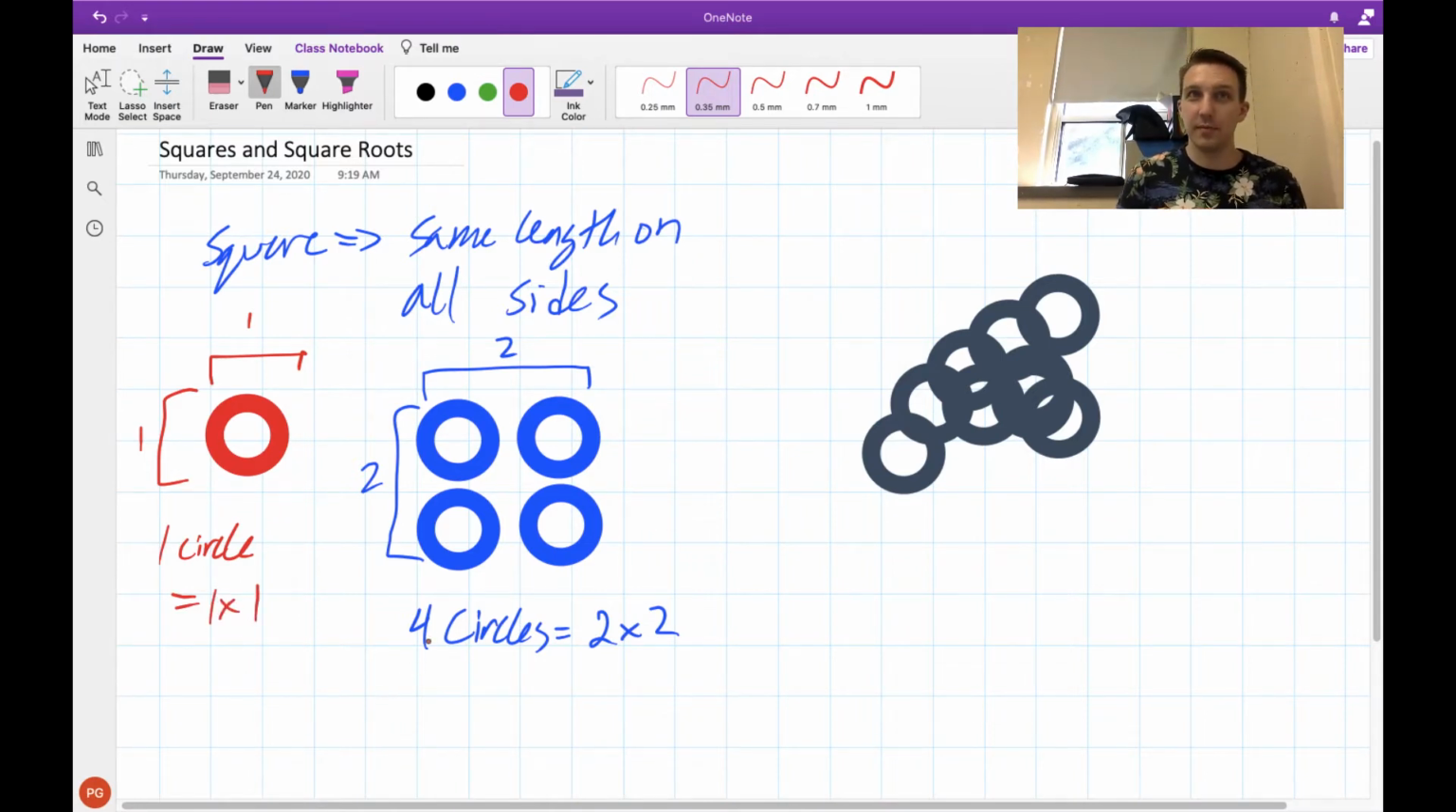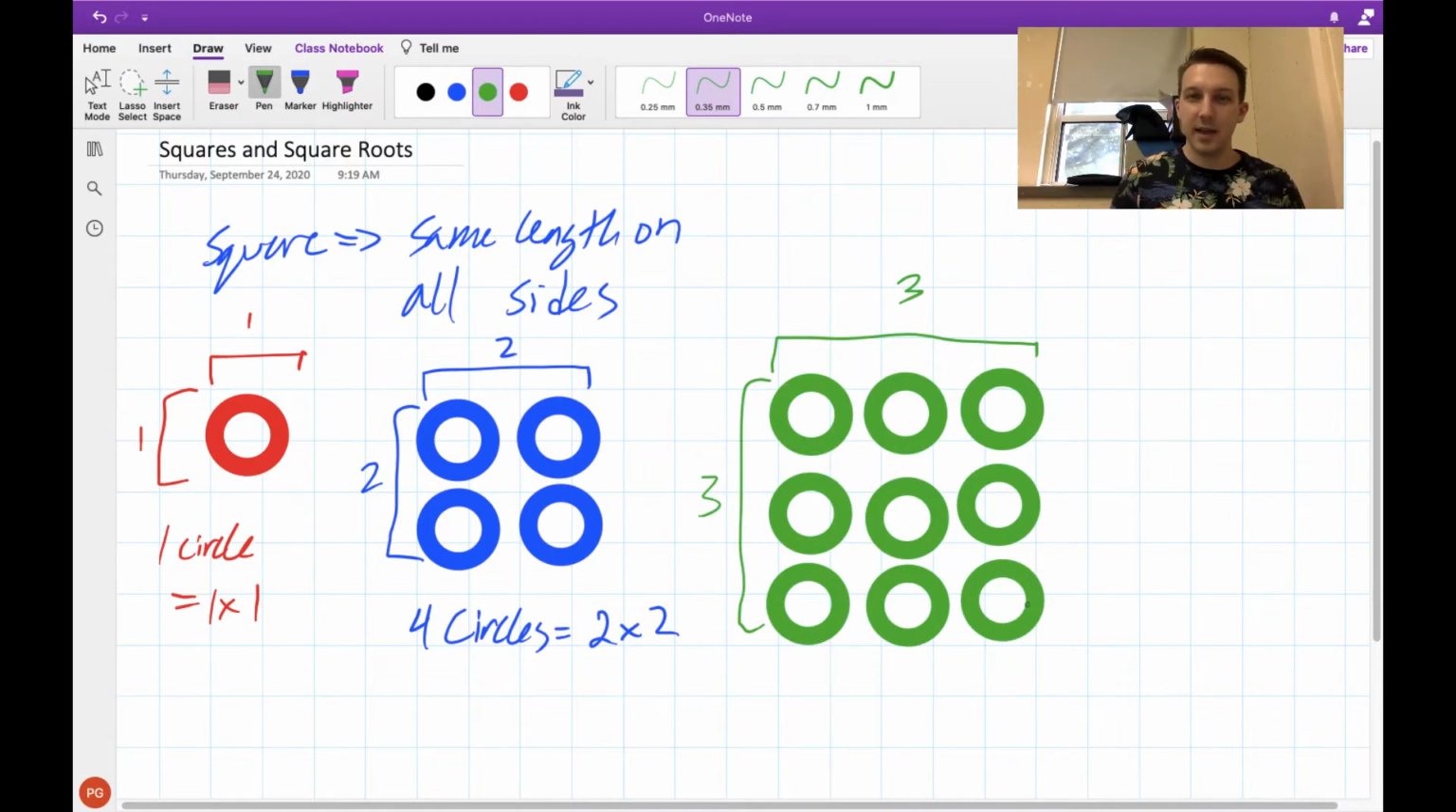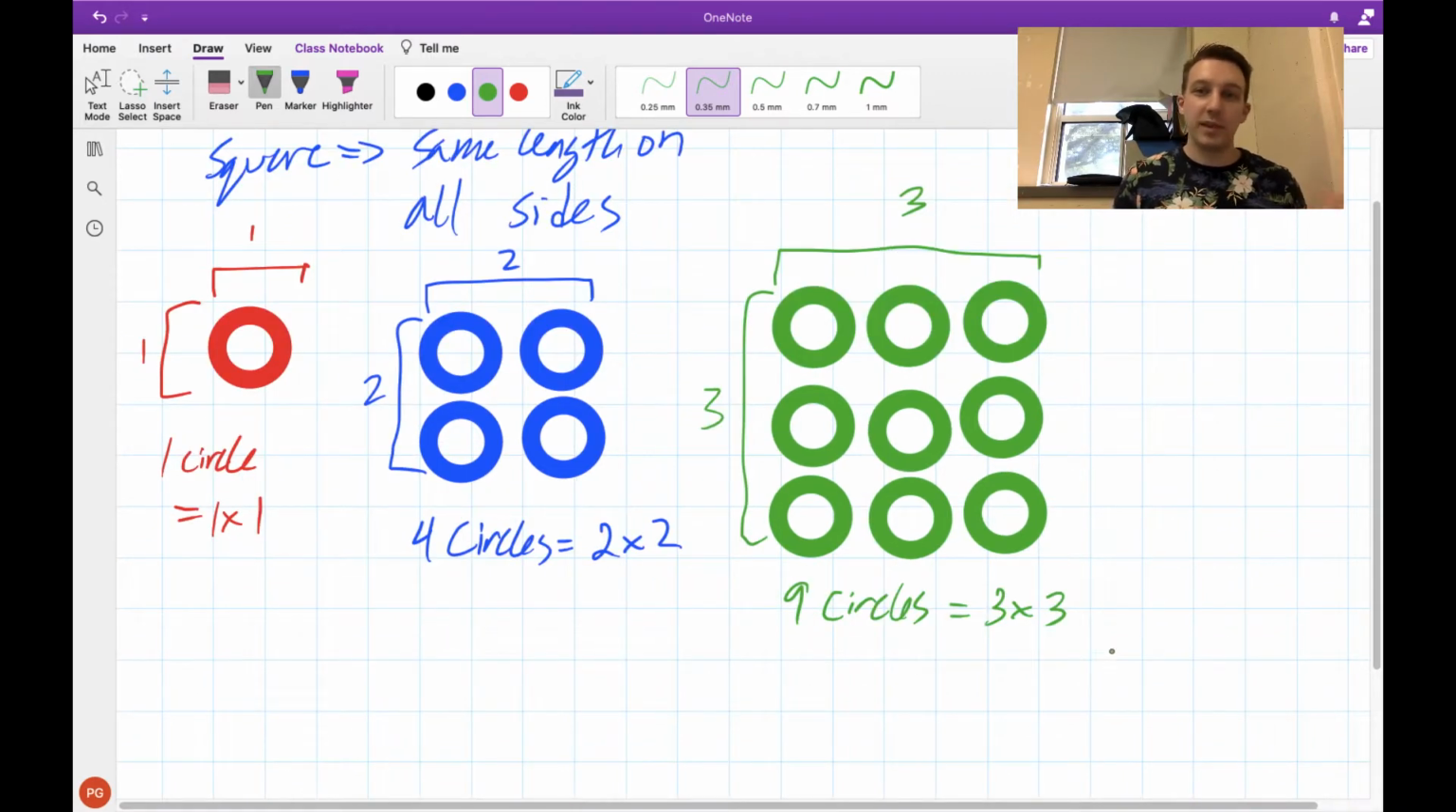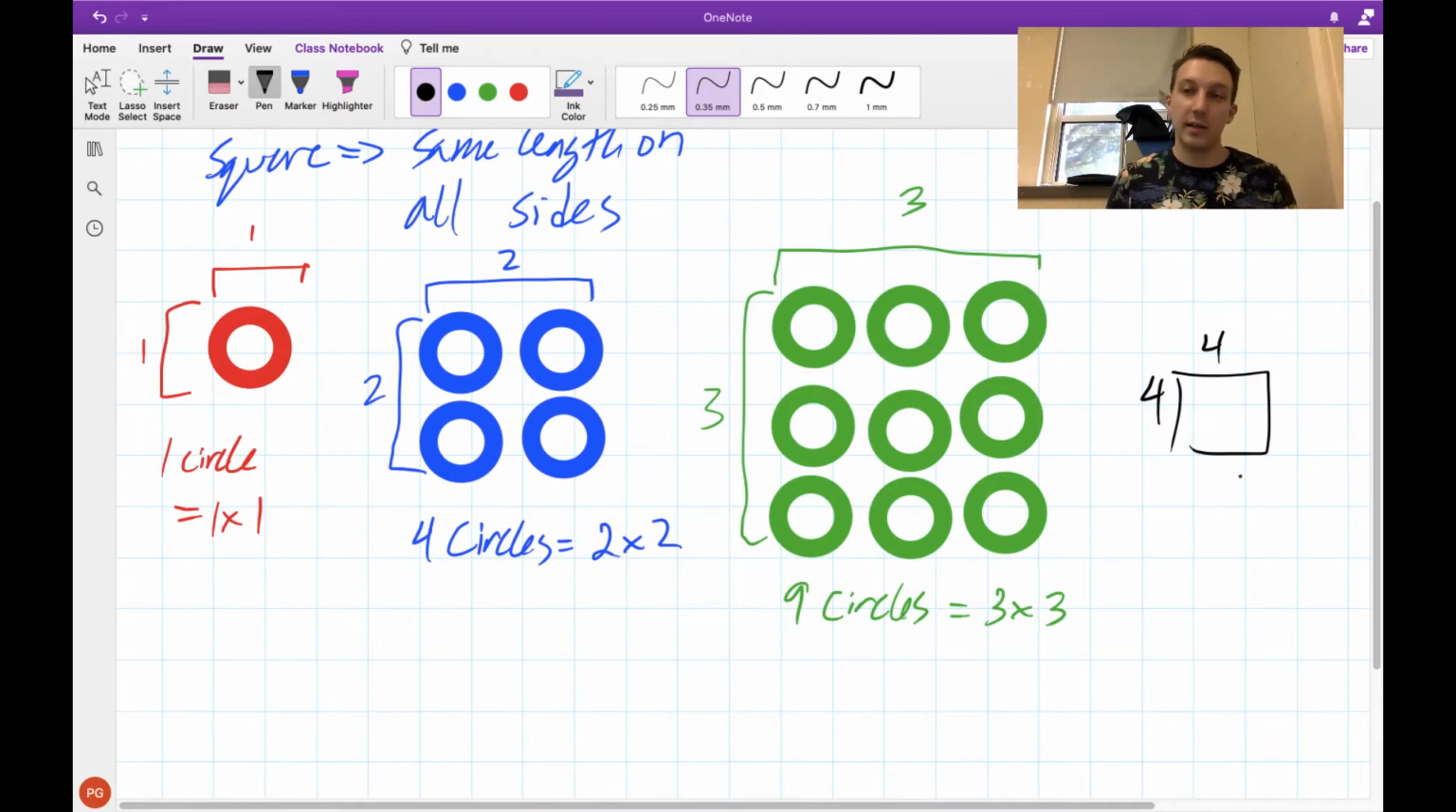What would our next one be? Well, it would be 3 wide, 3 tall. It would look a little bit like this. Here we would have 9 circles, 3 tall, 3 wide. Now, what would you predict would be the next square we could make? Well, our next square would be 4 by 4. And how many circles would it take there? Well, based on our pattern, we would expect there to be 4 times 4 circles, which would be 16. And we could continue this on and on and on.